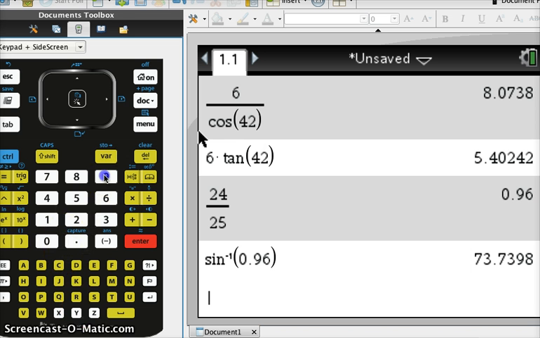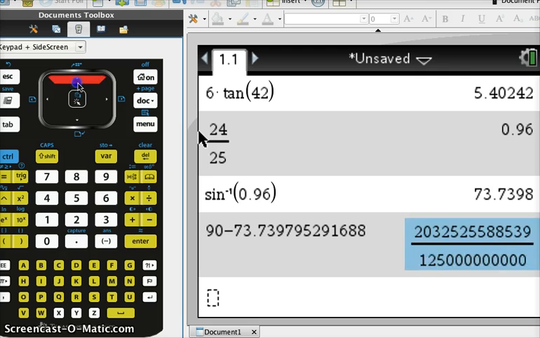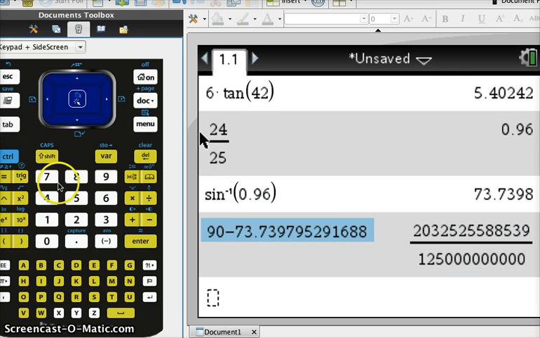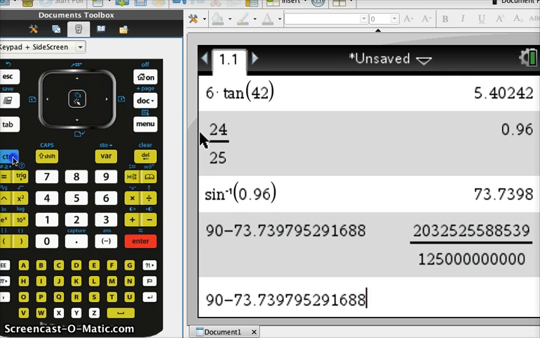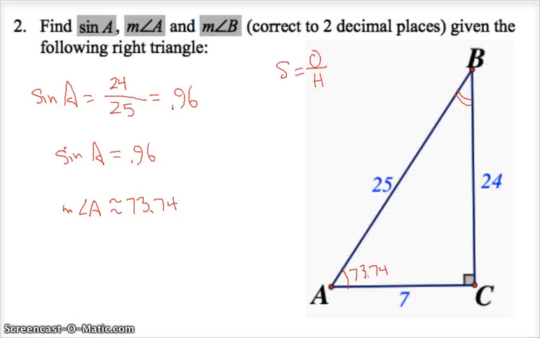So I could just do 90 minus that number, and I'll get, whoa, that's not what I want. Let's try that again. 90 minus that number, but I want this approximately. 90 minus that number is 16.26. Awesome. So that means the measure angle B must be 16.26. Okay.